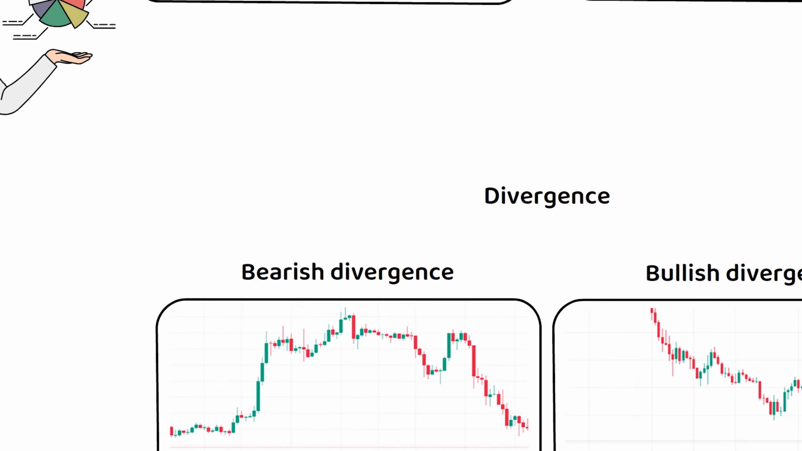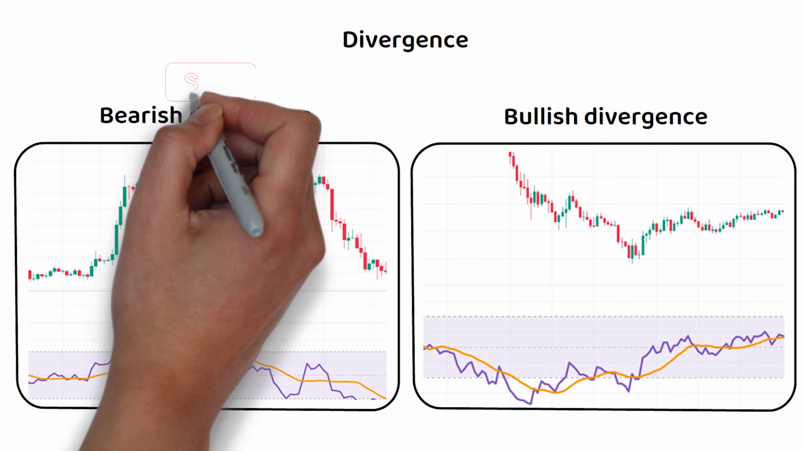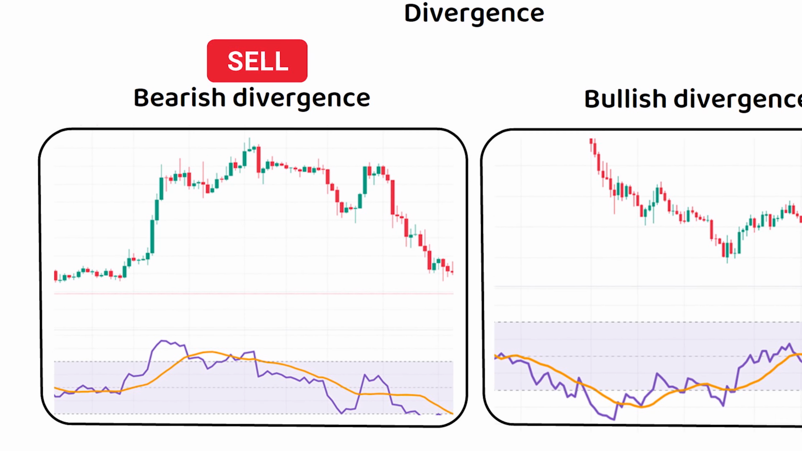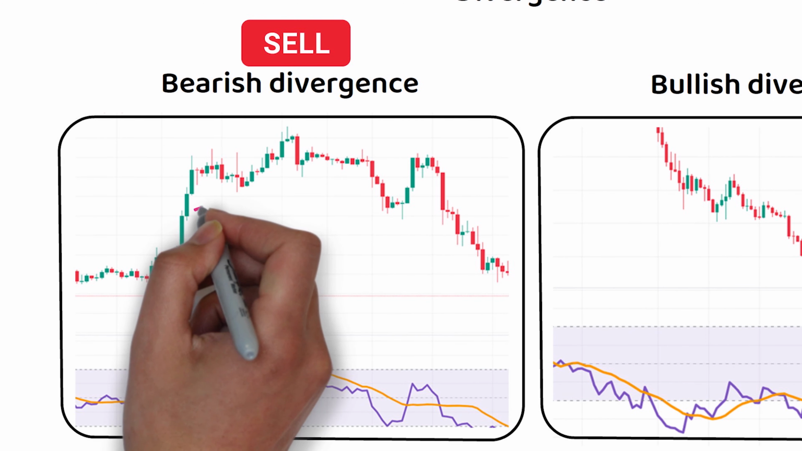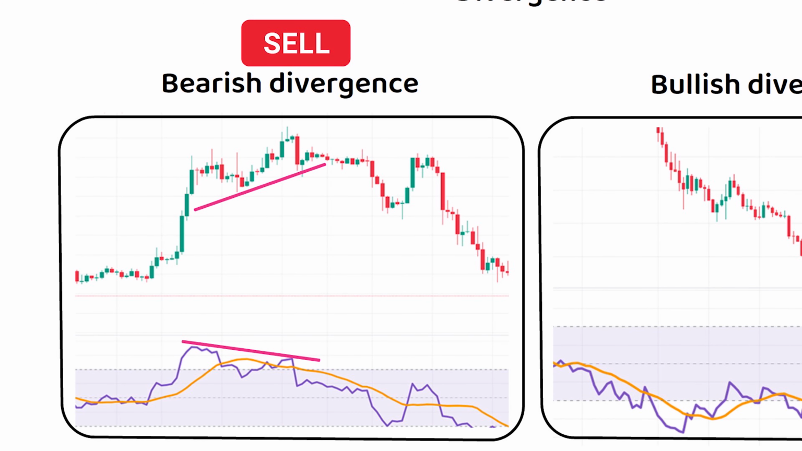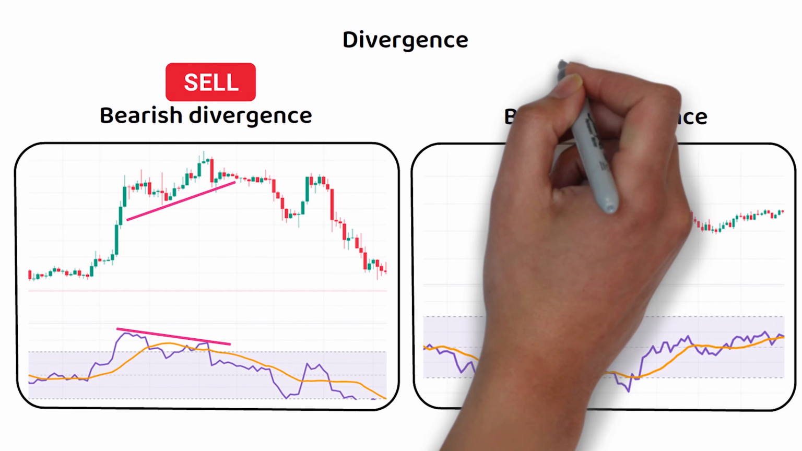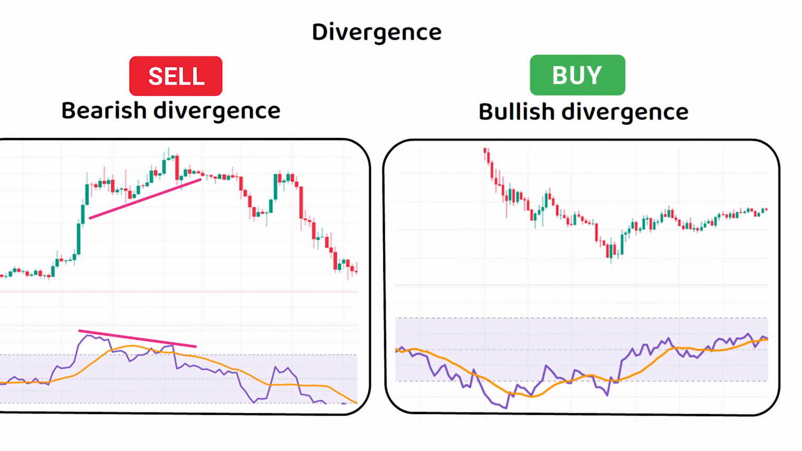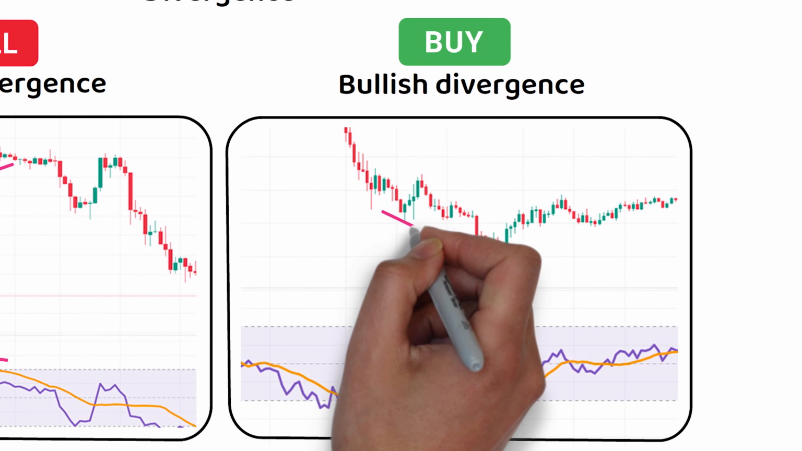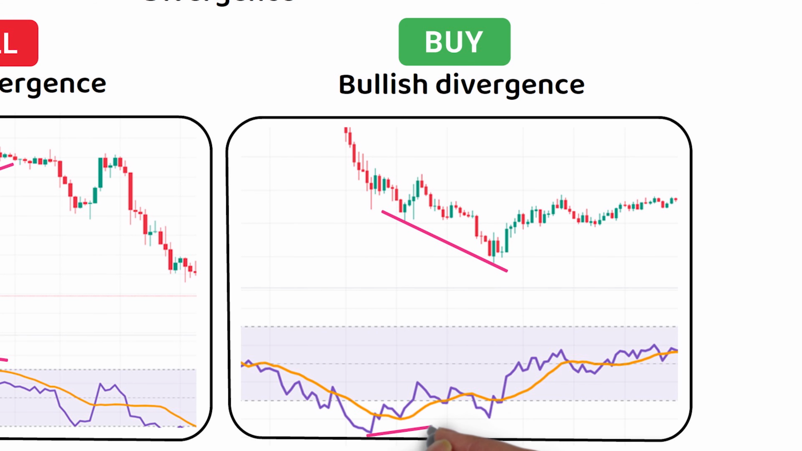For instance, it can be a good idea to sell a cryptocurrency if there is a bearish divergence, in which the price is heading up while the RSI is trending down. However, if a cryptocurrency is experiencing a bullish divergence, that is, when the price is heading down while the RSI is trending up, it can be a good idea to buy.